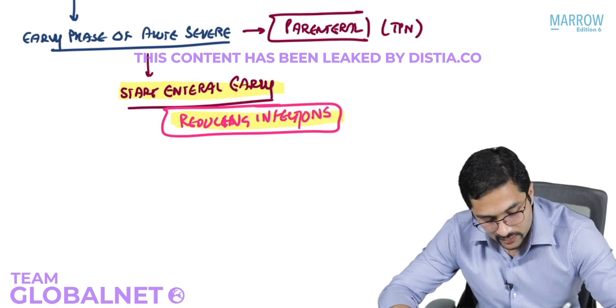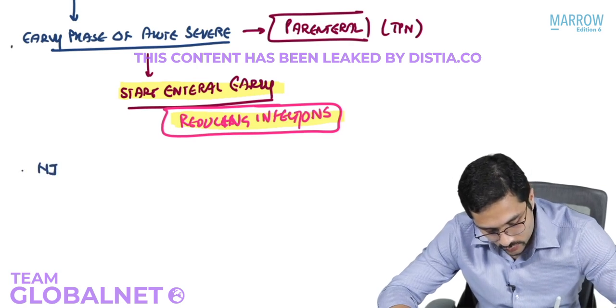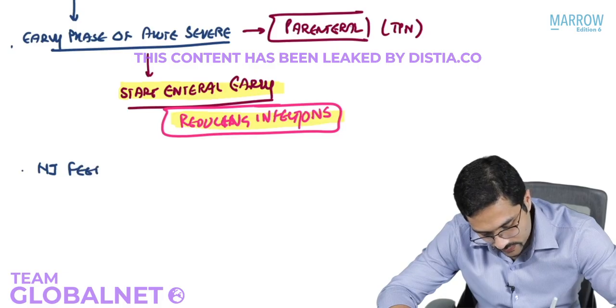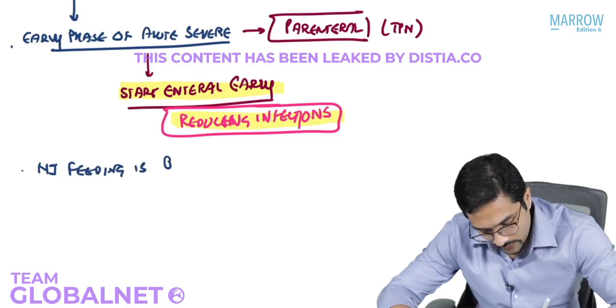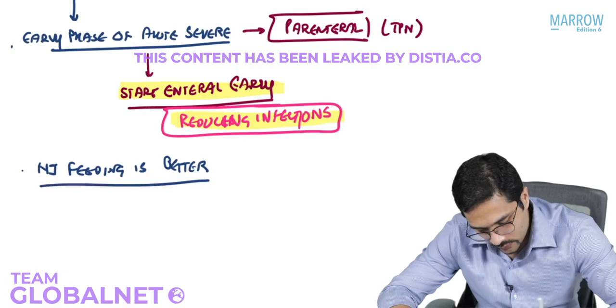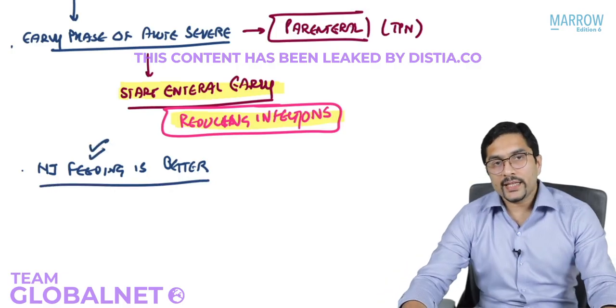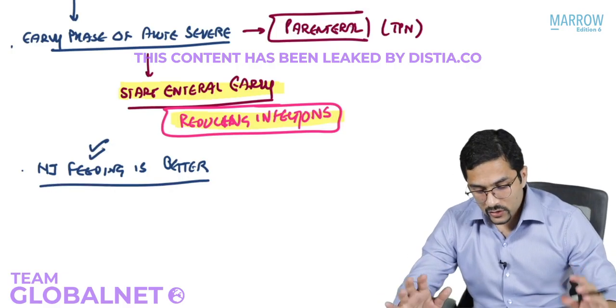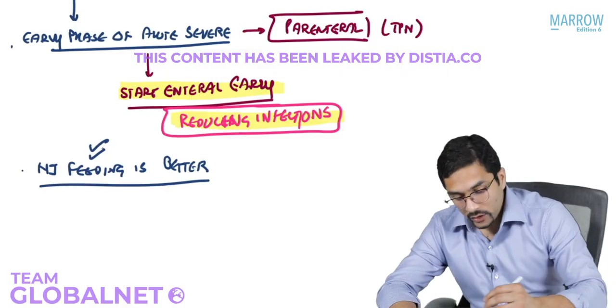And it has been recommended that nasojejunal feeding is better, because there can be ileus, so it is better to do nasojejunal feeding than nasogastric feeding. So these were the points in the management which I wanted you to know.